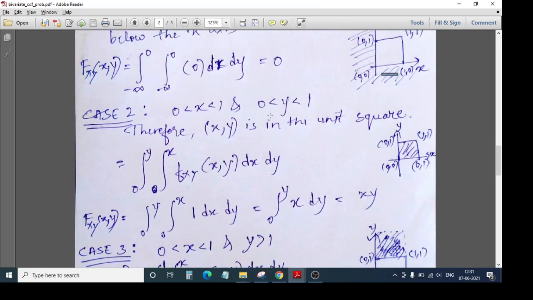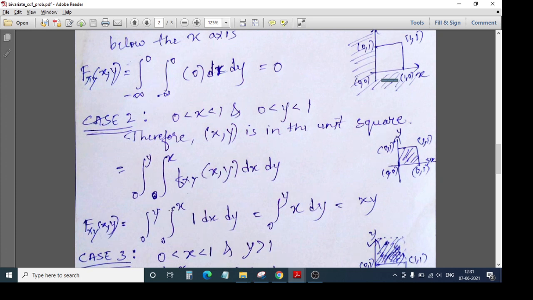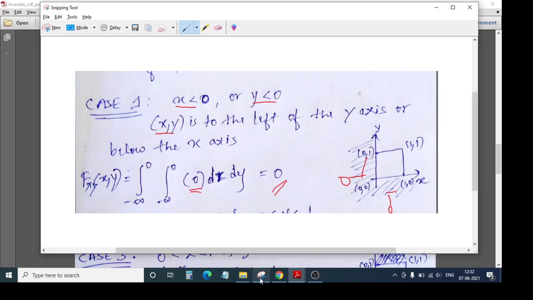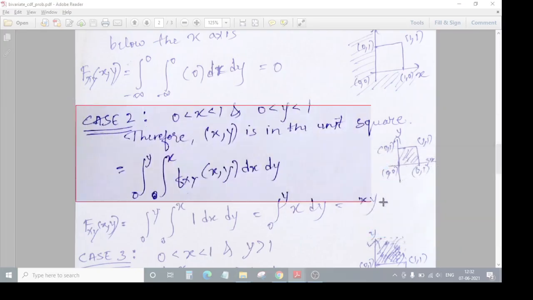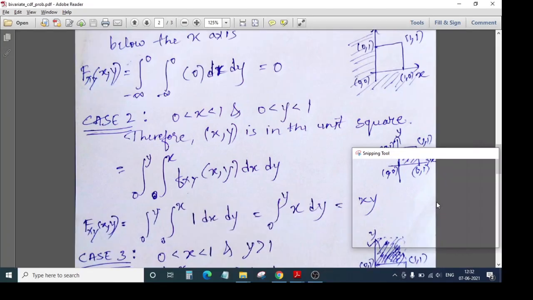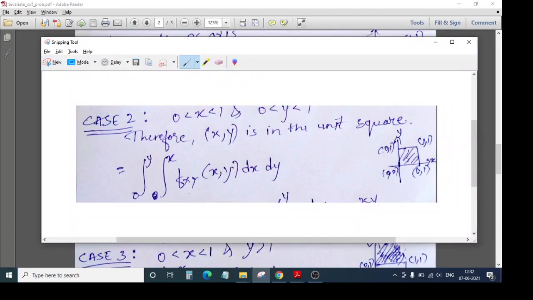Okay, next, case 2. In case 2 we will be assuming that our x is between 0 and 1 and y is also between 0 and 1. Let us see how this looks now. That is, both x and y are in the range of 0 to 1. So when x is between 0 and 1, that means x is between 0 and 1 here in this range.